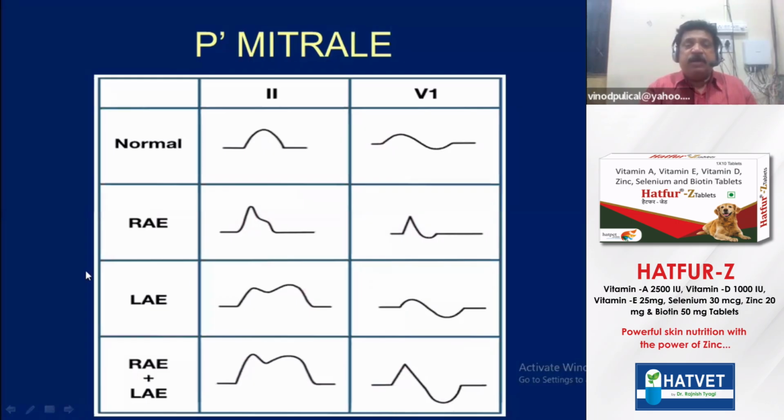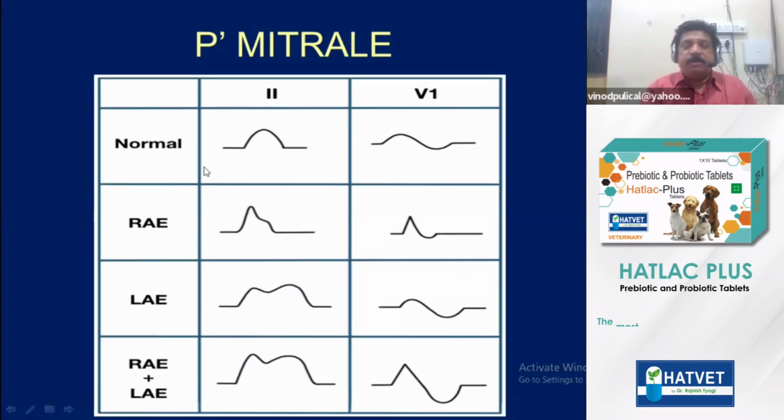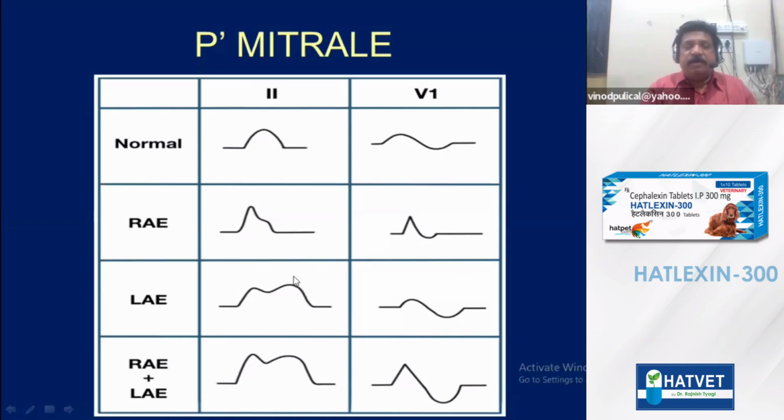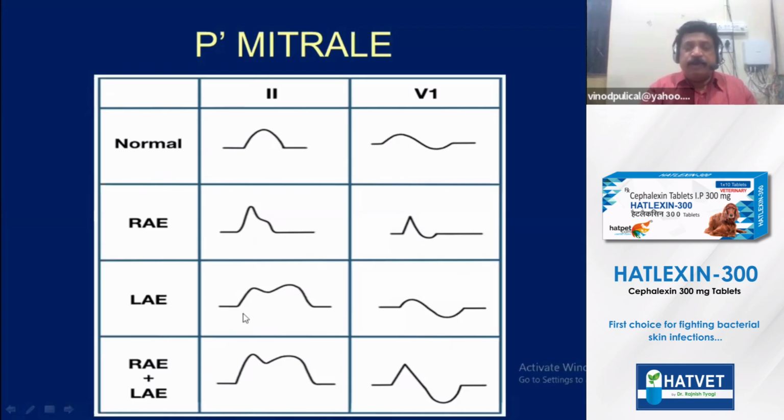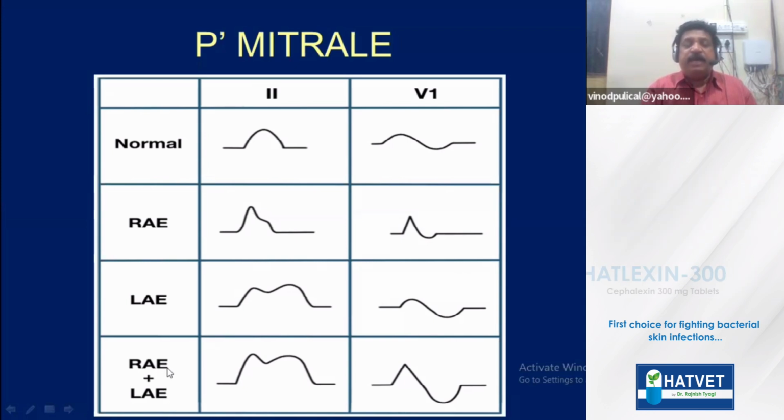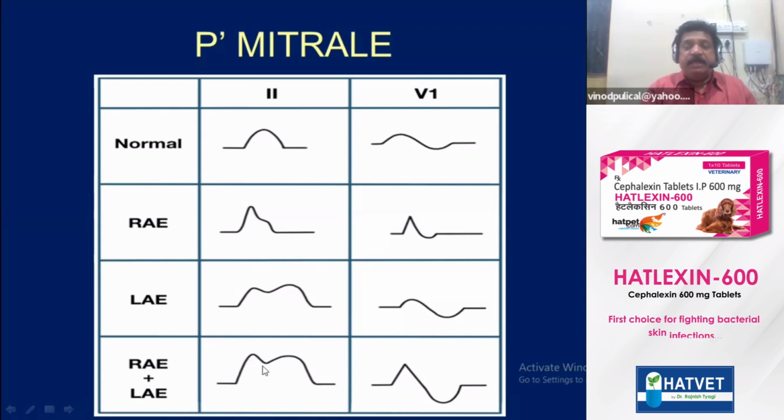Here you can see a normal P wave. Let us say Lead 2 only, don't take V1. So normal P wave, then right atrial enlargement, you see the increased amplitude. Left atrial enlargement, increase in the width here. Then biatrial enlargement, right atrial plus left atrial enlargement, you can see the increased amplitude as well as the width, which is abnormal. See the difference between this wave and this P wave.